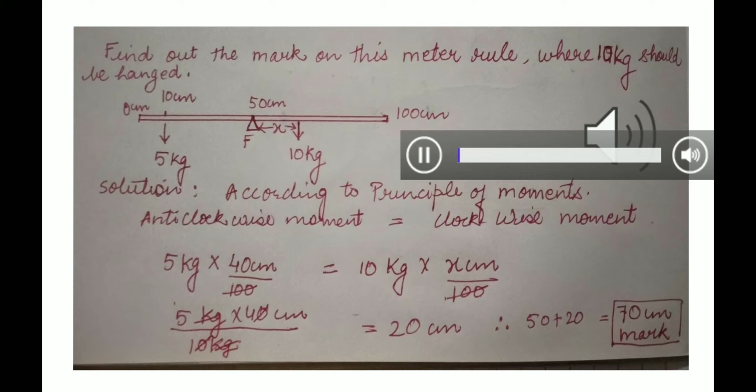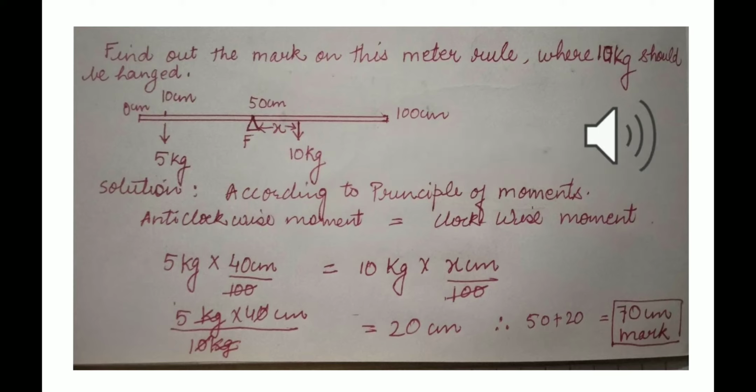So now let's have some numericals based on the principle of moments. Whenever I say principle of moments, that means the body has to be balanced, in equilibrium, and the case of equilibrium is that the clockwise moment should be equal to the anti-clockwise moment. Then only the body will be balanced. Here we have a numerical: find the mark on this meter rule where the 10 kg should be hung. We have two bodies, one of 5 kg and one of 10 kg, and we have a meter rule.